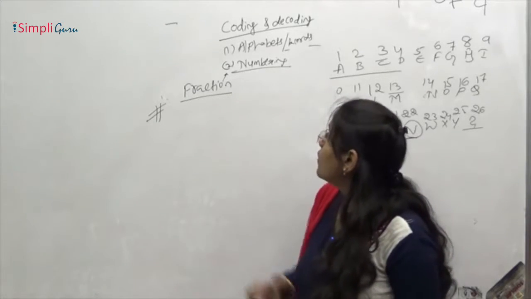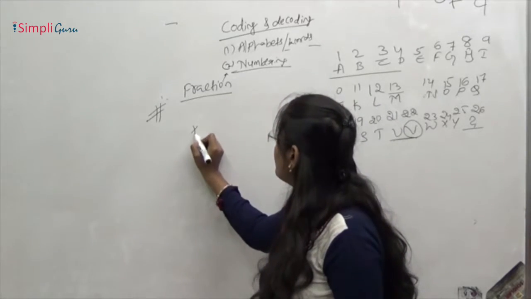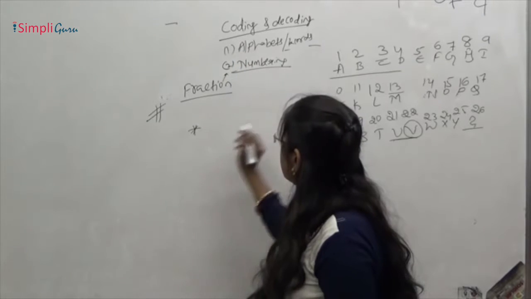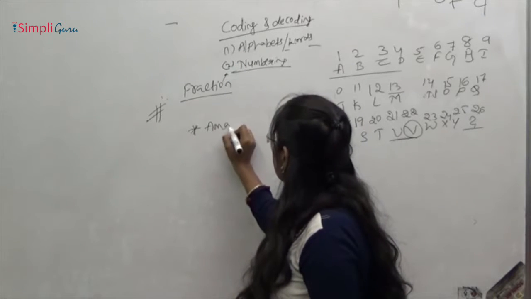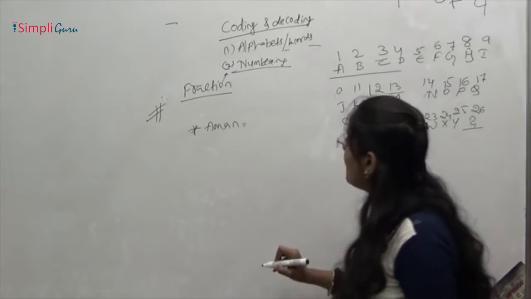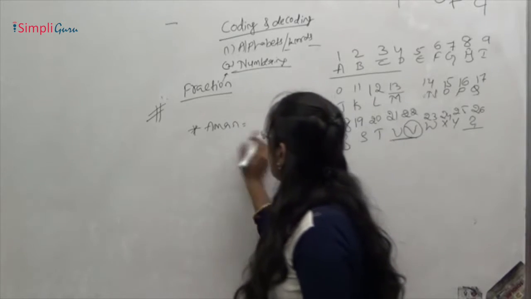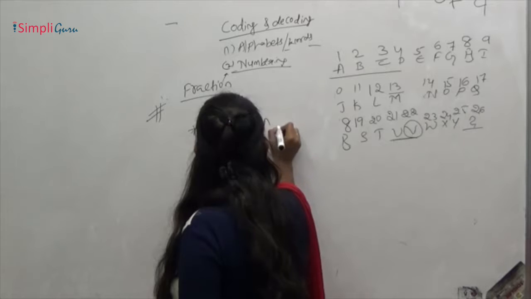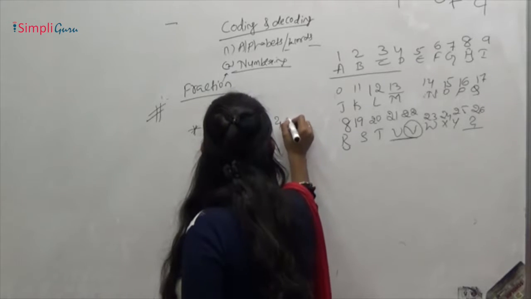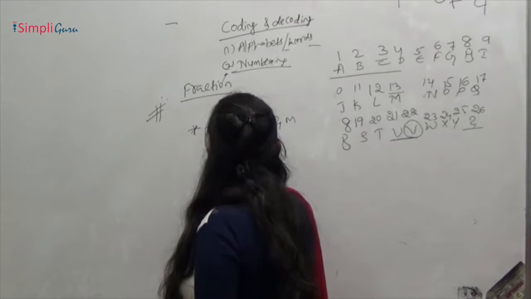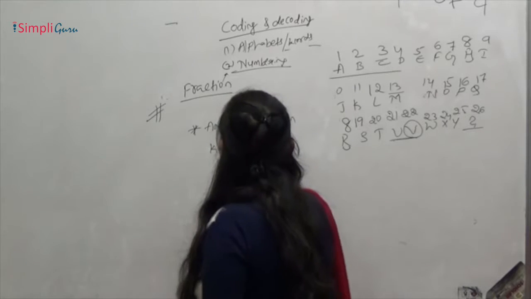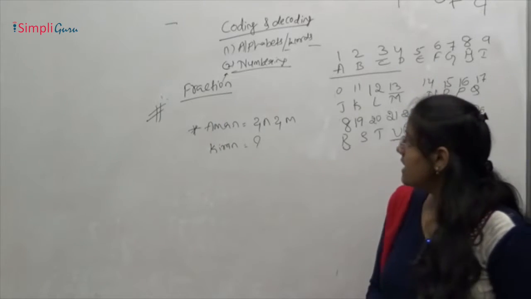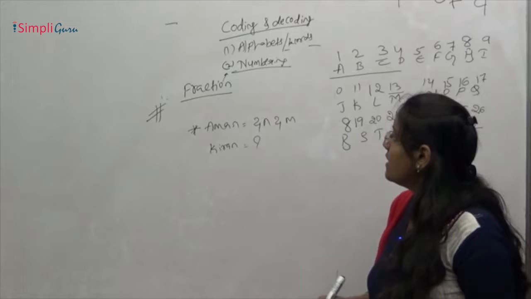Okay, I'll be telling one more type of question from the alphabet. See, take a very easy word, take Aman. From the Aman, how are they framing? What is it for the Kiran? See here, what are they doing here?